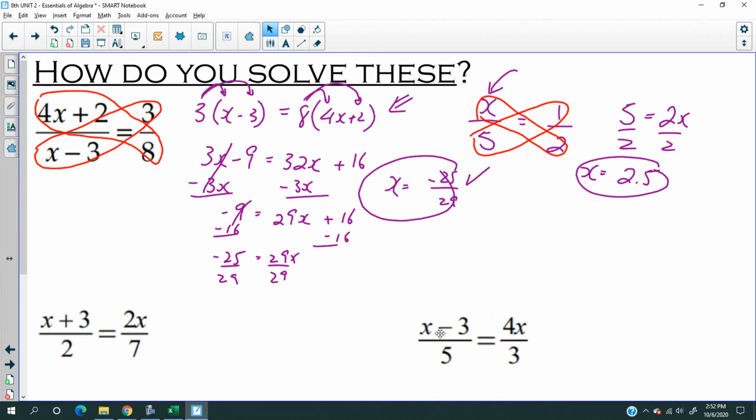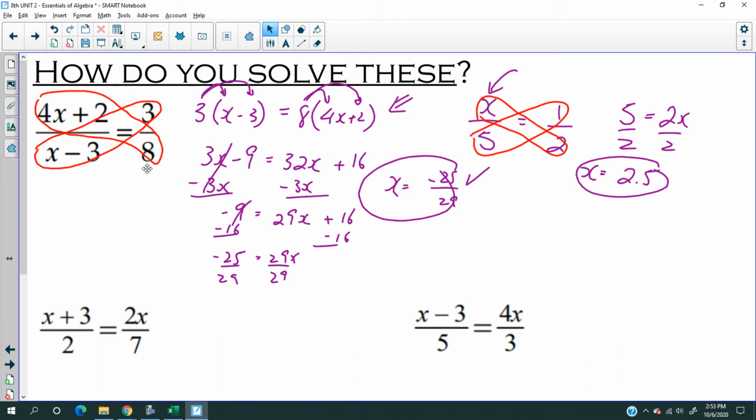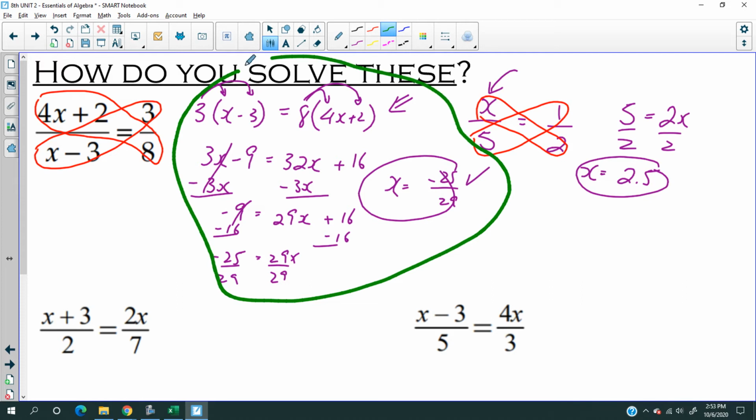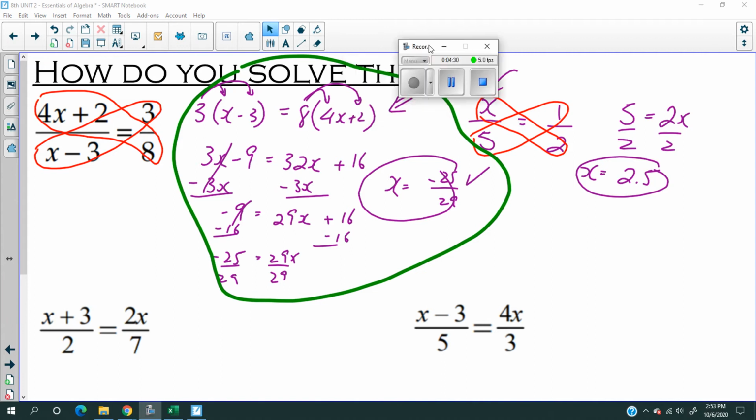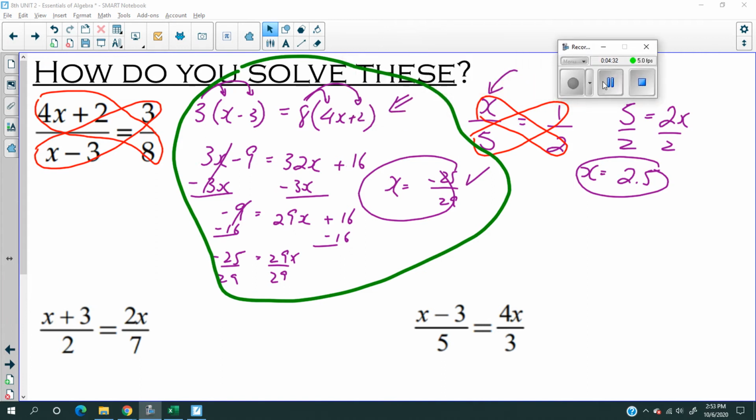So press pause right now. Try these two. All right, press pause right now. Look at this as an example. Okay, and then with that, try these two. And then when you come back, I'm going to show you the answer key. Okay? All right. So press pause right now.